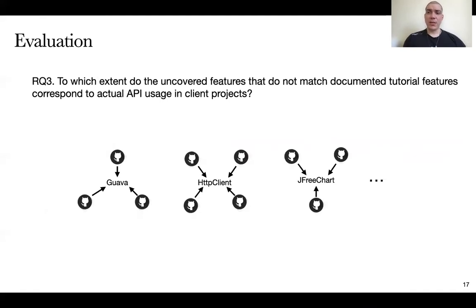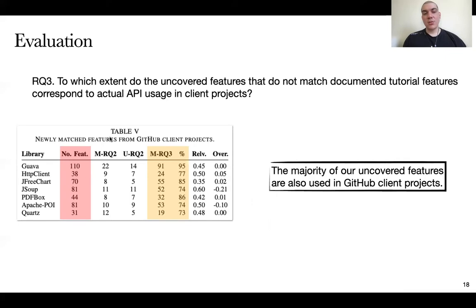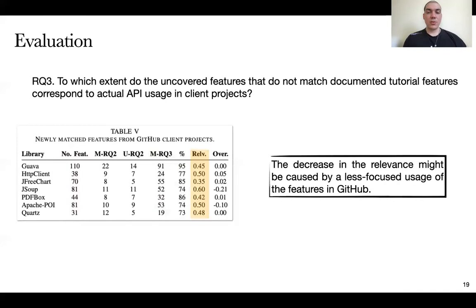Finally, we wanted to see if the remaining features that our approach generates are present in some GitHub repositories. For that, we extracted some usages in GitHub repositories, and we again matched those usages against the features generated by our approach, and we saw that the majority of our uncovered features are also used in GitHub client projects. In this case, the relevance was medium on average, but this is caused because the GitHub usages are less focused and they could encompass more than one of our features.